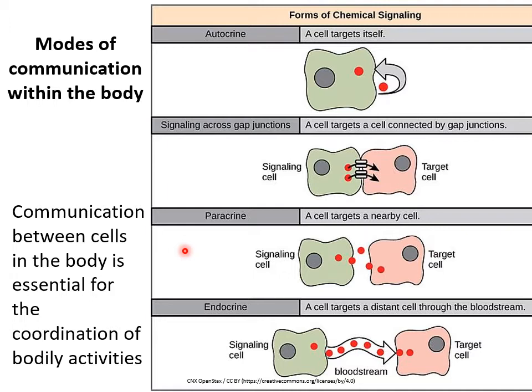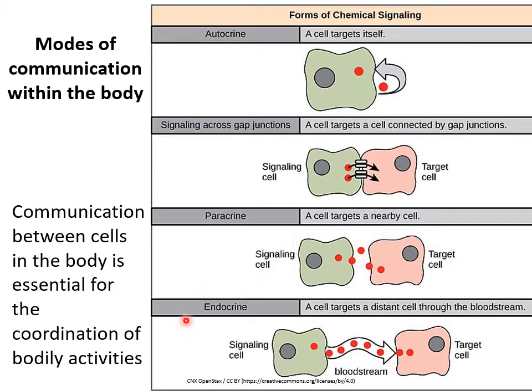The next type of possible signaling is paracrine signaling. Now the cells are slightly farther apart. The signal is produced by the first cell and it diffuses extracellularly until it reaches the target cell that is nearby. It's within the same tissue.